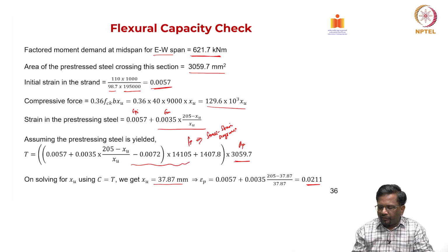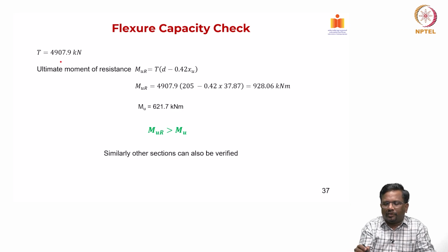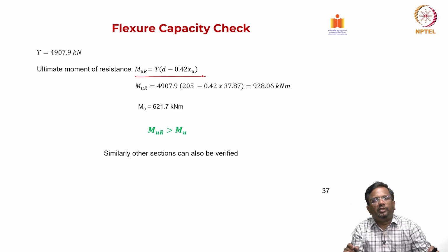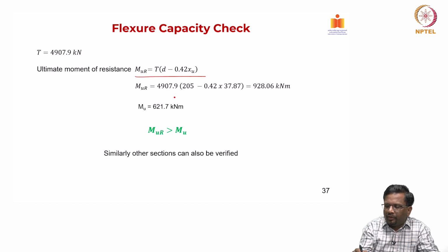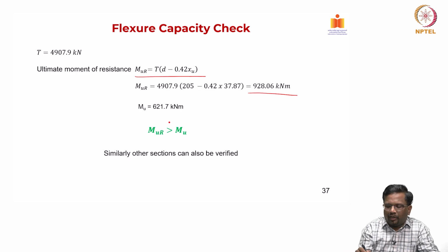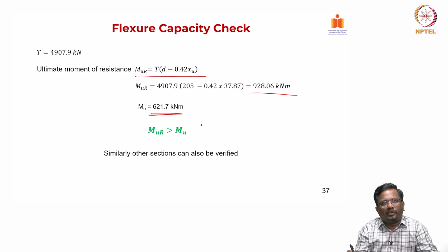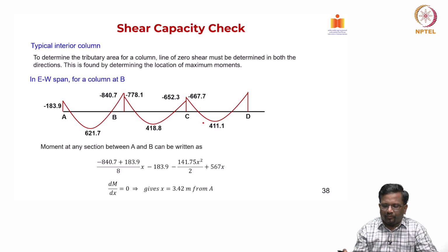So, by satisfying equilibrium we get the neutral axis, from that I can get the exact strain, and we have verified that it is yielding. So, the tension force is this. The moment resistance is going to be T into (d minus 0.42 xu). If you substitute, you get the resistance as 928 kilonewton meter for this section, and my demand is only this much. So, basically my capacity is higher than the demand. We can check other sections as well. So, this is for flexure.